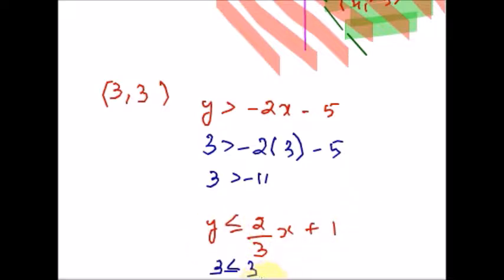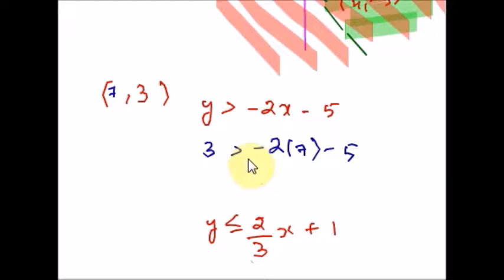Now let me check the second point, (7, 3), in both the inequalities. Let me check the first inequality. -2 times 7, -5, which is -19, right? So 3 is obviously greater than -19. And with the second inequality, if I replace x by 7 here, 14/3 plus 1 is nothing but 5.67. And if I replace y by 3, I'll get 3 less than or equal to 5.67. And yes, it's true.